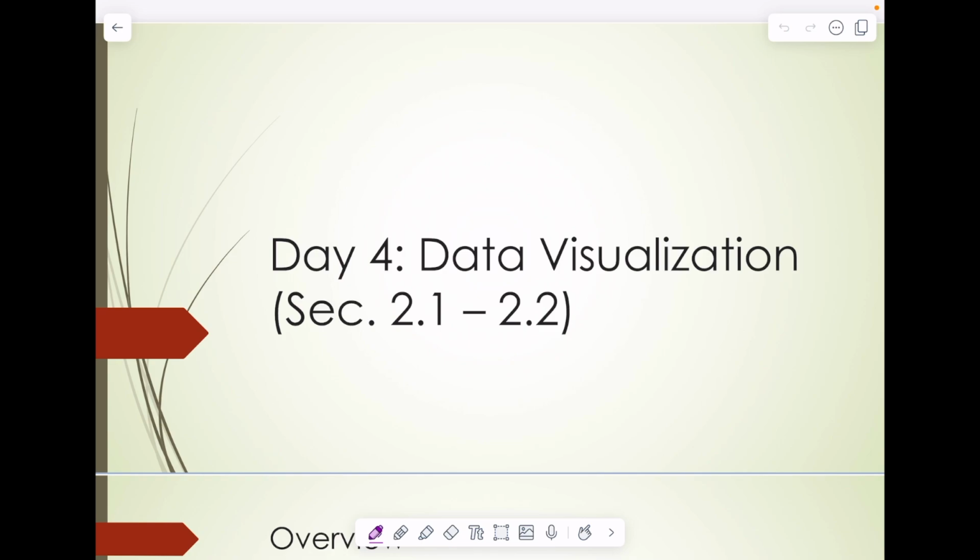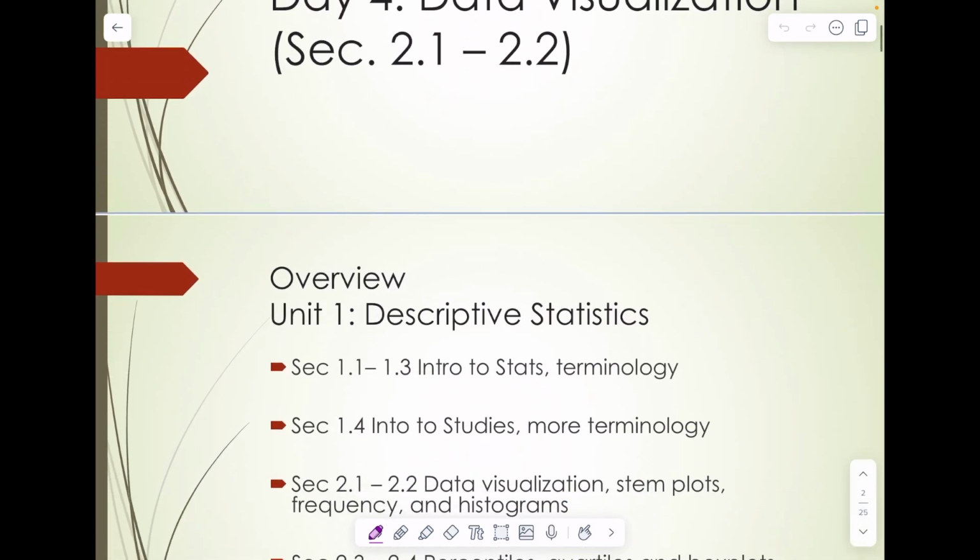Okay, hello everyone. So this is day 4. We're going to talk about data visualization, which is going to include stem plots, frequency tables, frequency, and histograms.